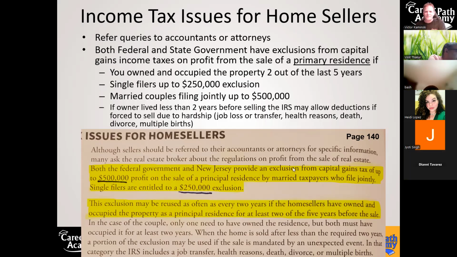Well, all right, good to know. Now, that's not for investment properties. These are for your primary residences. Okay? Those are for your primary residences.